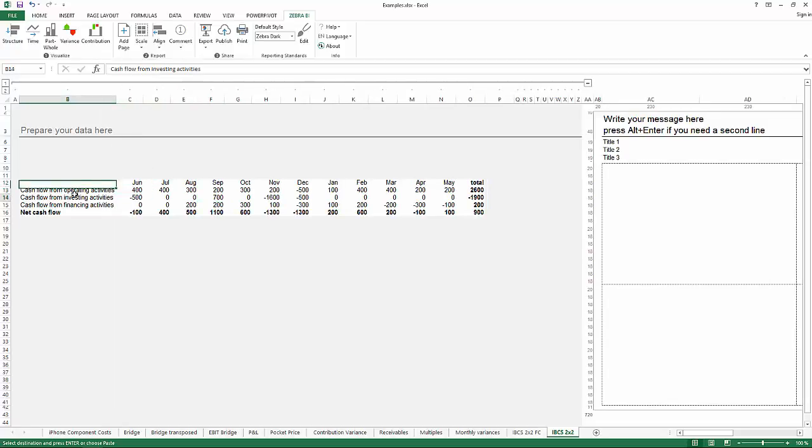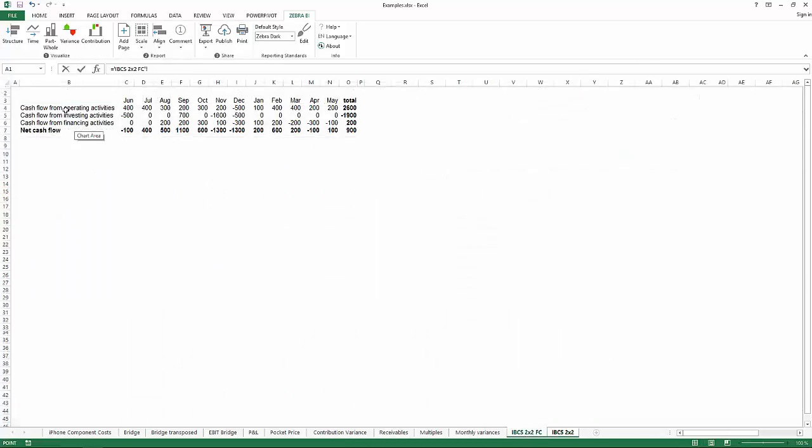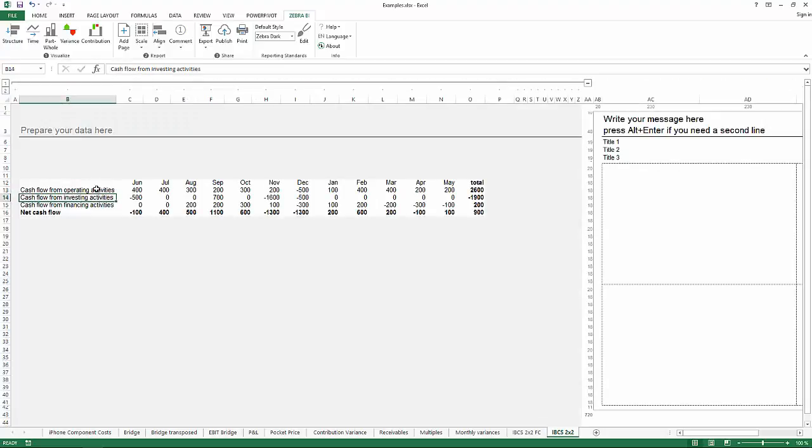Of course, you could also just link this data like this, right? You can just link it like this. That's also one way how to do it. Or you could use a pivot table here and then work directly from a pivot table. Okay, so this is my cash flow.